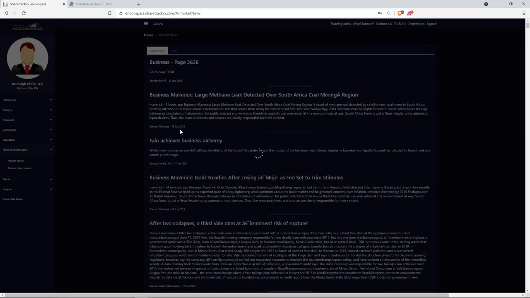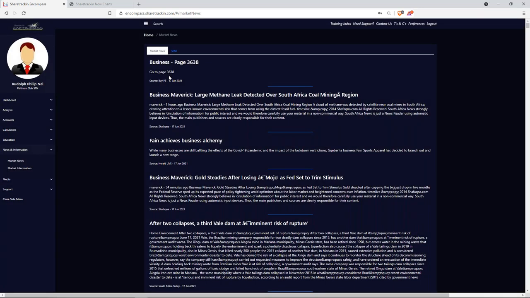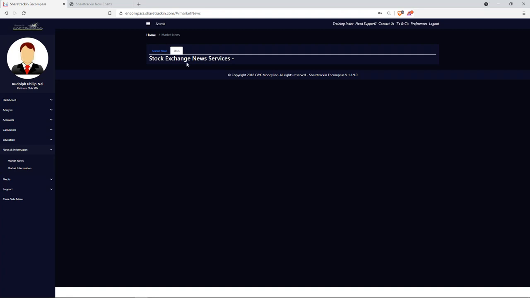Yeah, it gives a lot of information. So that's the amount of pages that it's already pulled: 3,638 pages of information. And SENS news will give you the stock exchange news service, but this is only open from 9 until 5.